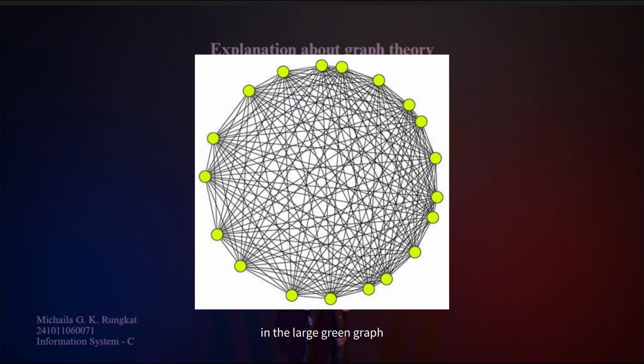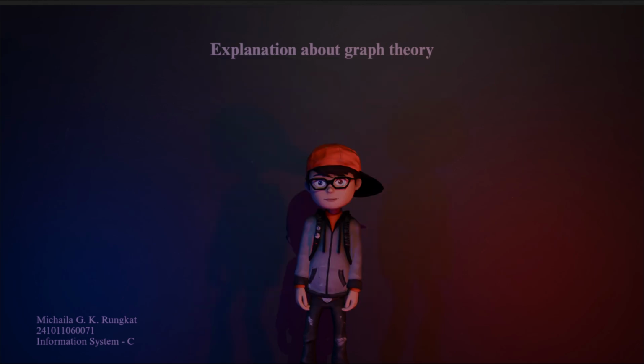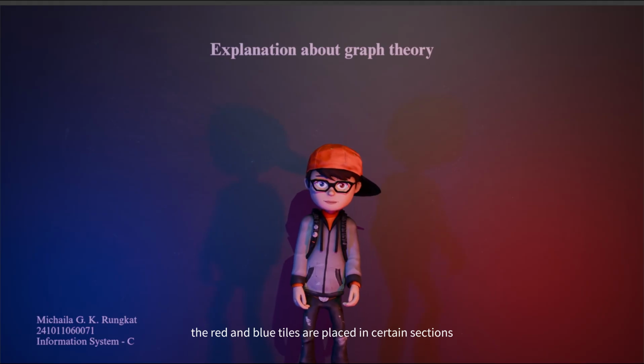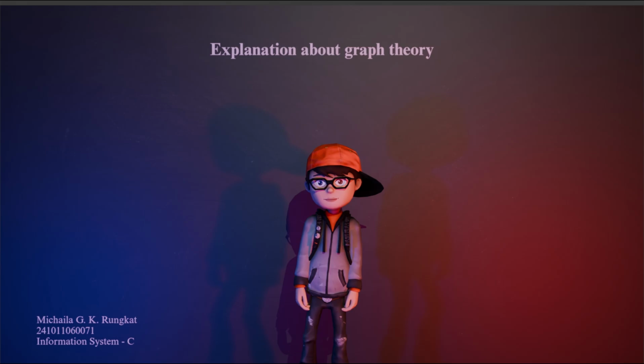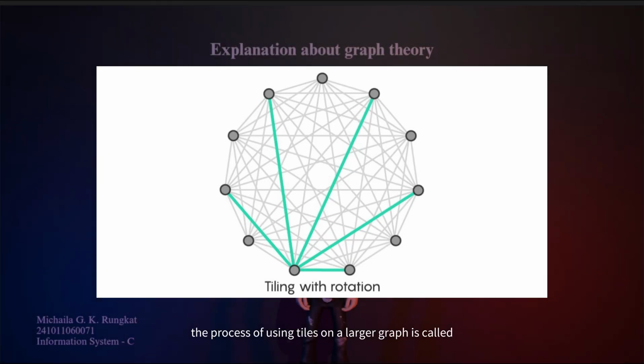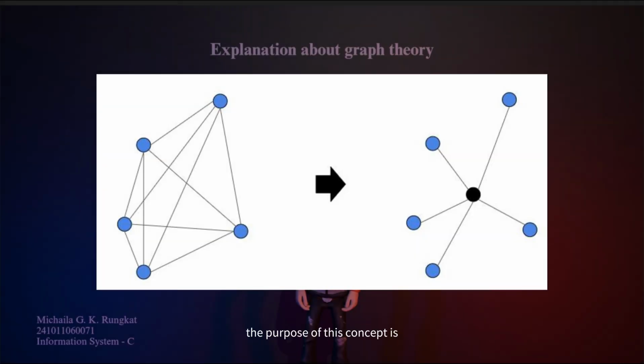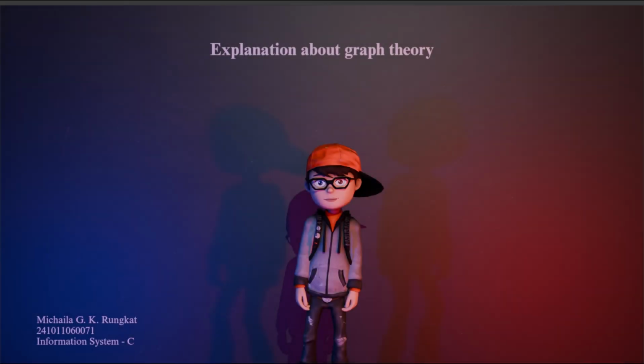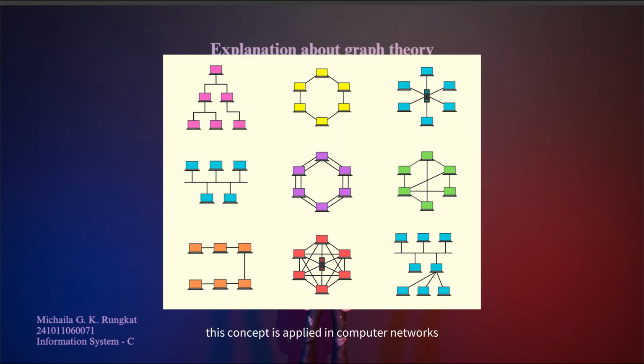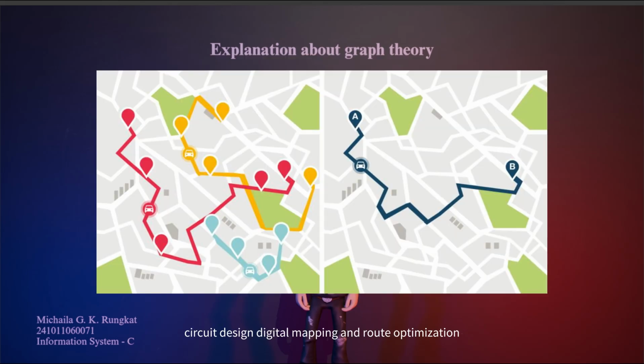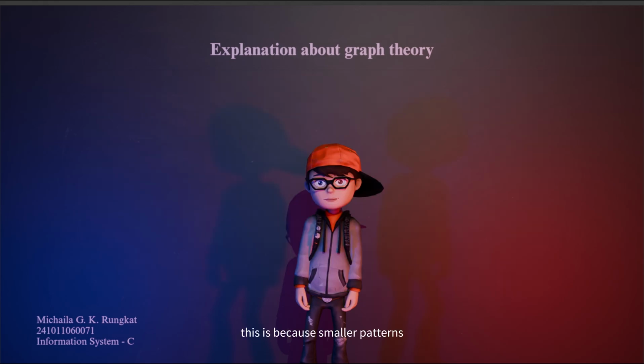In the large green graph, we can see that the structure forms a circular-like pattern with many connections between vertices. Then, the red and blue tiles are placed in certain sections to show additional connection patterns. The process of using tiles on a larger graph is called graph tiling or graph tessellation. The purpose of this concept is to understand complex graph structures, to divide graphs into smaller patterns, and to simplify network analysis. This concept is applied in computer networks, circuit design, digital mapping, and route optimization. This is because smaller patterns are easier to analyze than an entire large network.